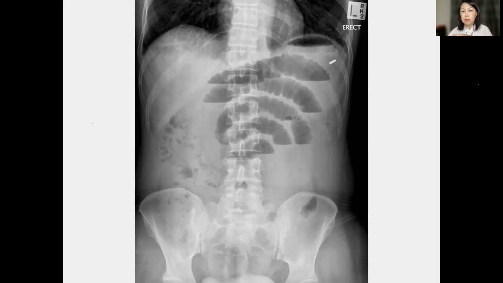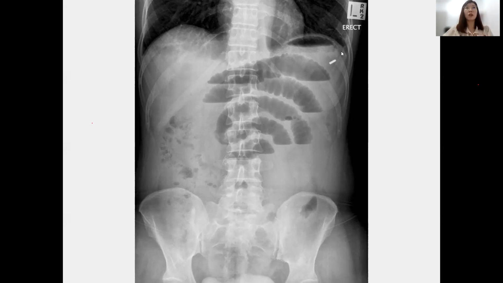Obstructed small bowel. Yes, stack of coin. Maybe we no need to describe that. Yeah, this is small bowel obstruction. Why? There's dilated loop of bowel at the center of abdomen, and there's multiple air fluid level because this is an erect form. Okay, always remember, look at the form whether it's erect or supine.